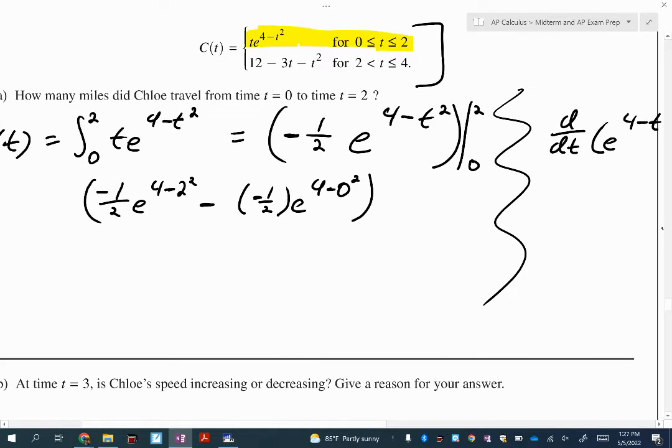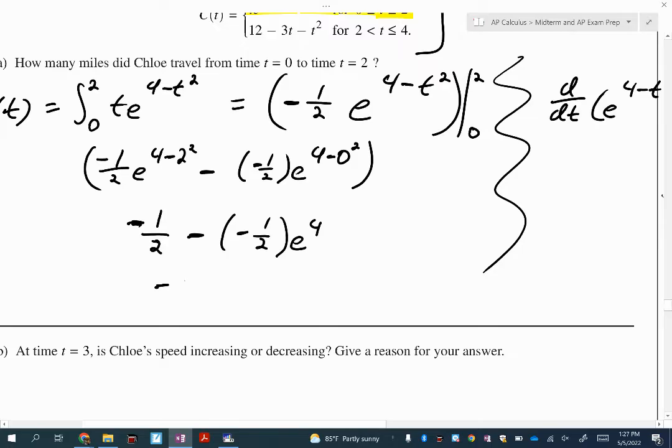What is 4 minus 4? 0. So this becomes e to the 0 power. And what's anything to the 0 power? Just 1. So this becomes 1 times negative 1/2. So just copy that down. Negative 1/2. Okay, minus. What's 0 squared? 0. 4 minus 0 is going to be 4. So you could write it like this. This is the answer. Or you can clean it up and write plus 1/2 times e to the 4th power.